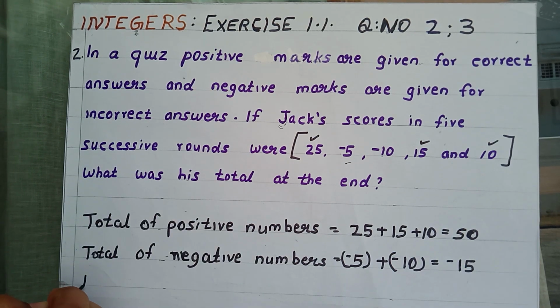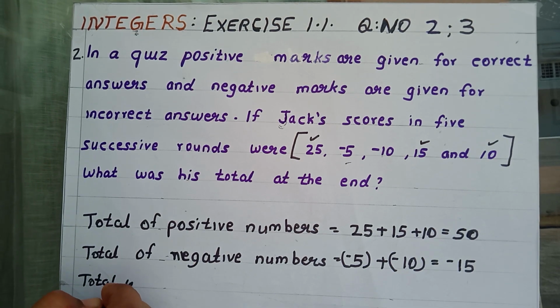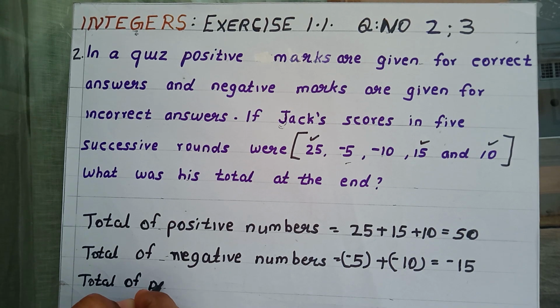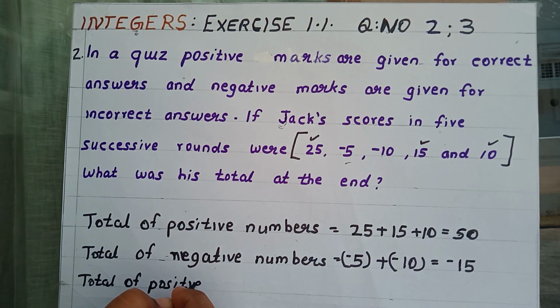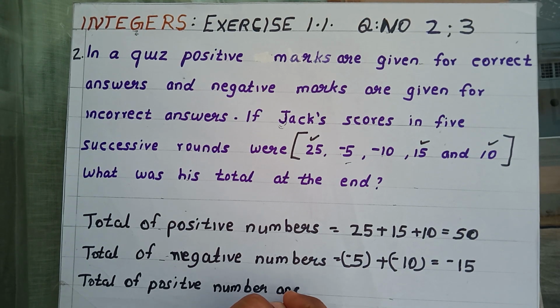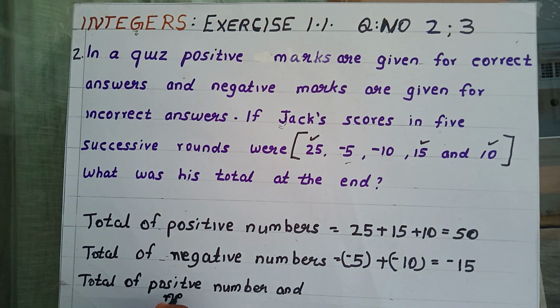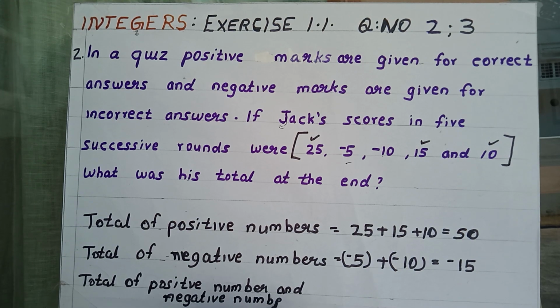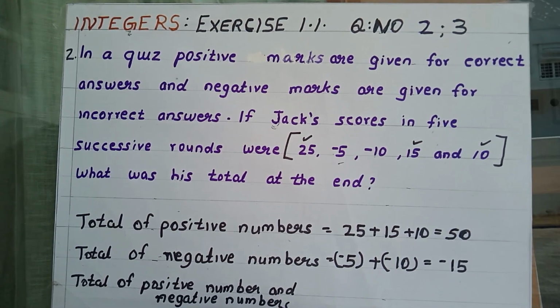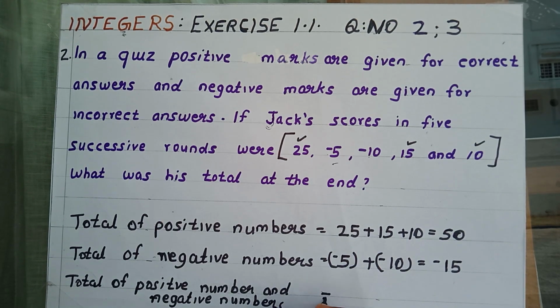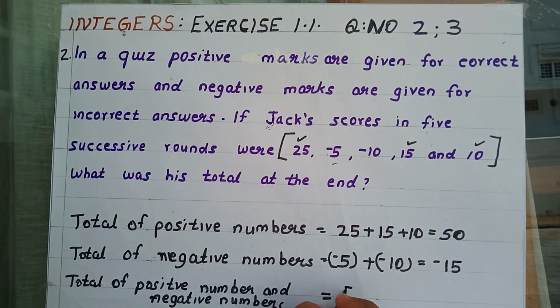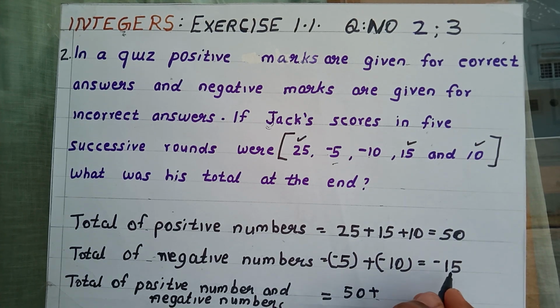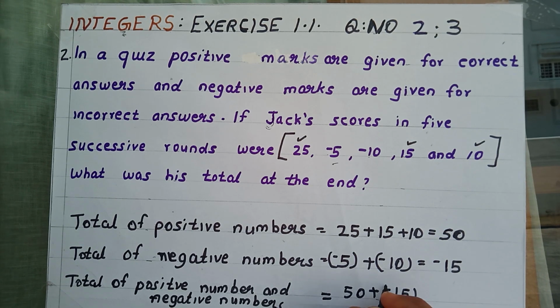Then total of positive numbers and negative numbers equal to, what is the total of positive numbers? 50 plus total of negative numbers minus 15.